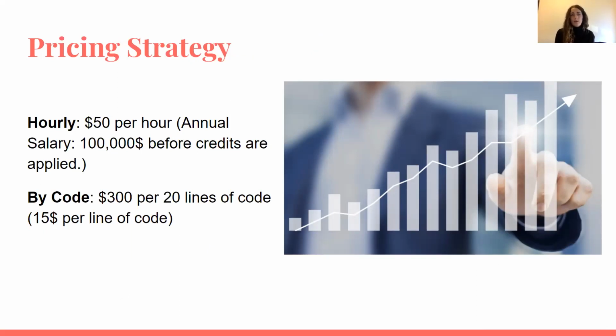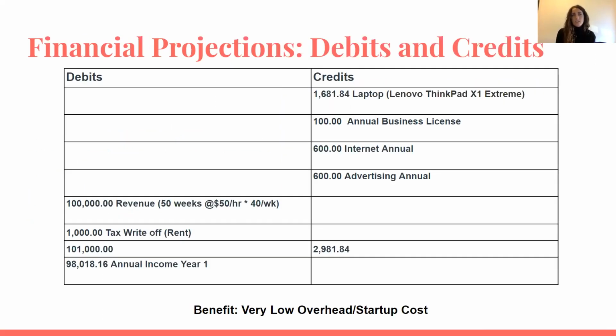And then there's another pricing strategy of charging per code. We could do $300 per line of code, which is $15 per line of code, which compared to all of our other competitors, we are definitely the advantage in being the most affordable. So next slide. This is just a quick overview of our financial projections and the sum of debits and credits for our company.